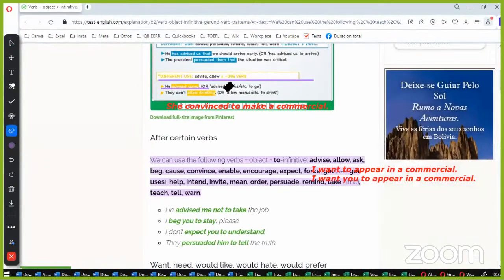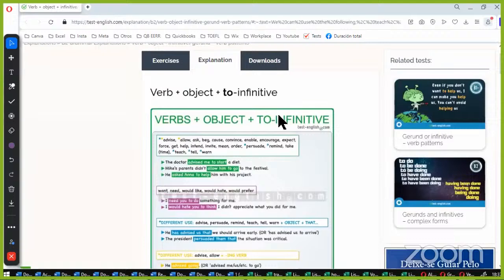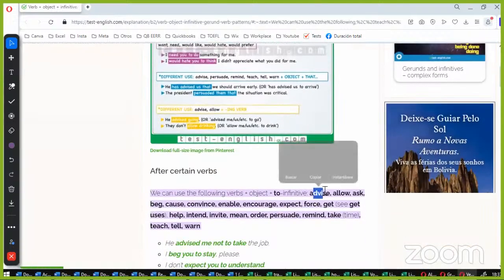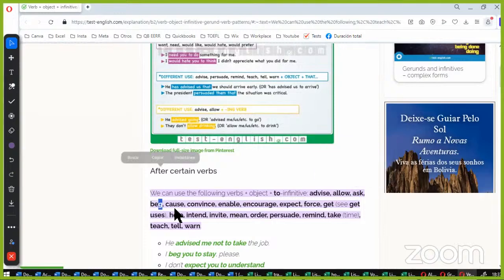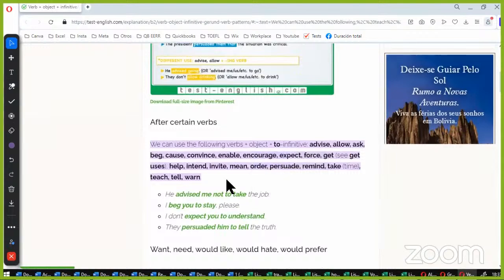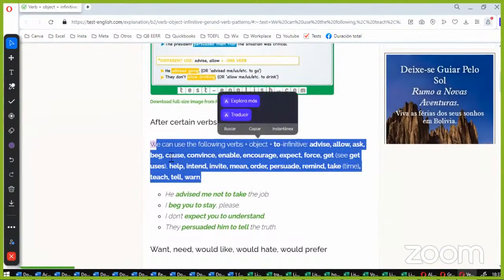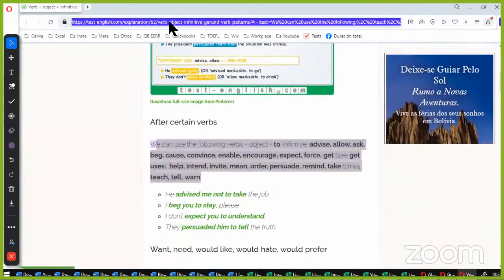Here you have another one that has this verb, object plus infinitive. Advise, allow, ask, beg, cost, convince, enable, encourage, expect, force, get. So all of them can be followed by an object. Okay, so here would be the sublist of verbs that are followed by objects and also infinitives.